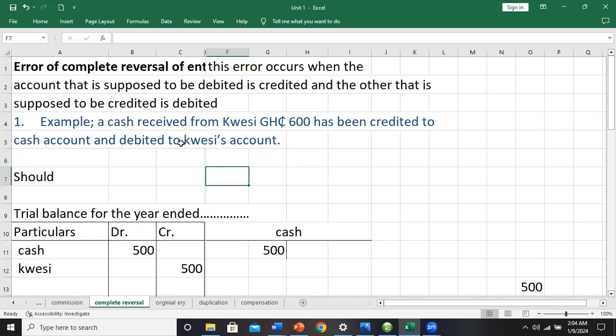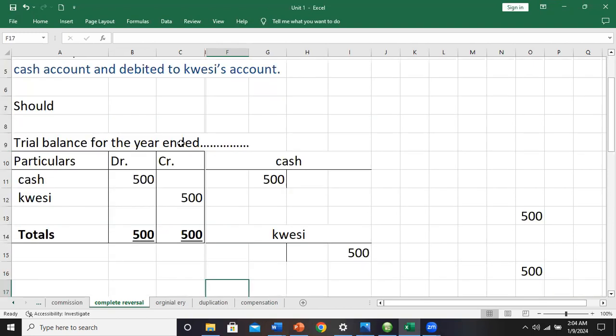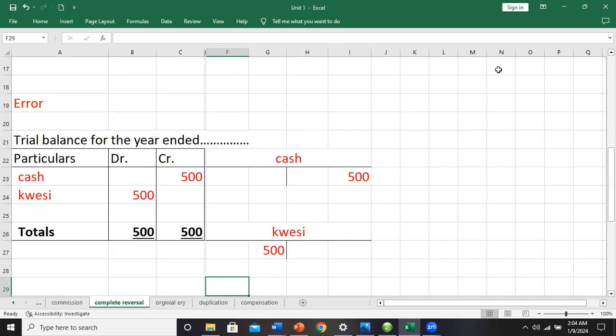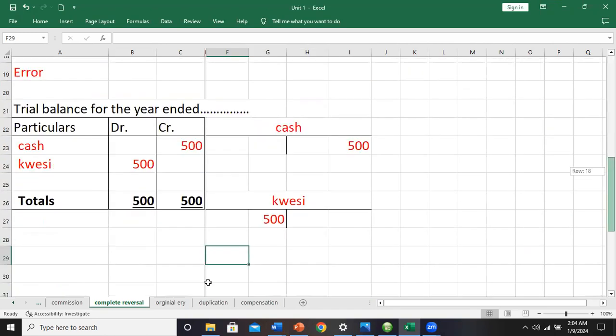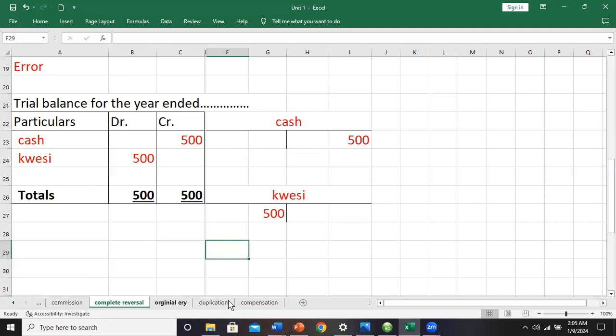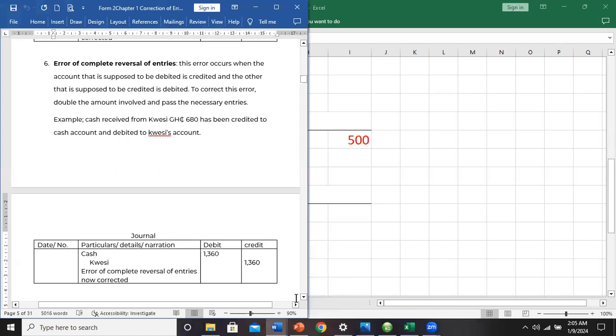Okay. Now to correct this error, normally you have to double the figure. You would have to double the figures. And then you pass the double entry to correct the error. So the example I have here is cash received from Kwesi has been credited to cash account and debited to Kwesi. The amount involved is 680. You'd have to double it. So as you double, you have 1,360. Then you pass the entries to correct it.